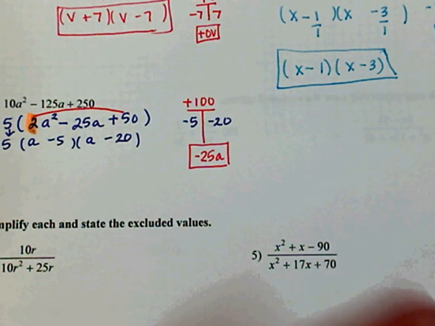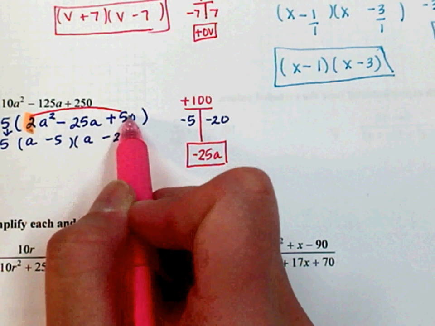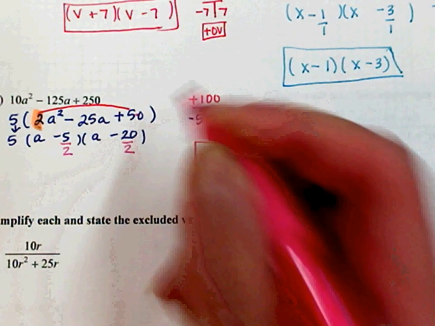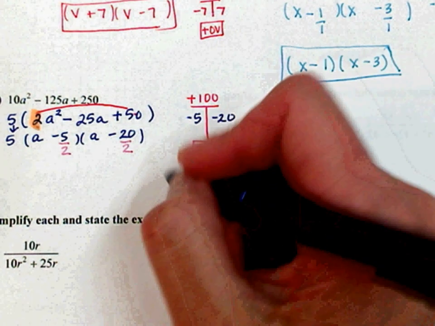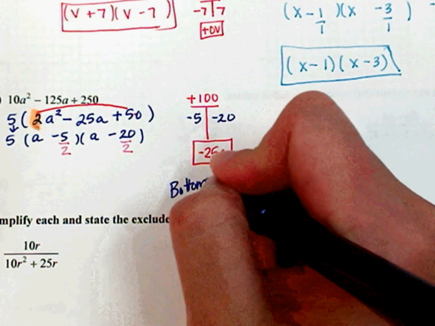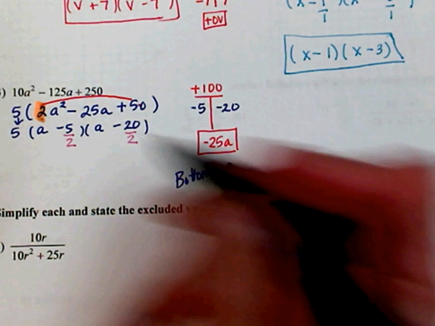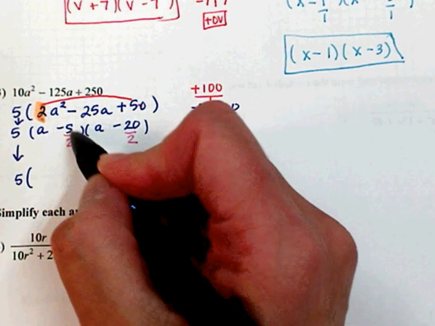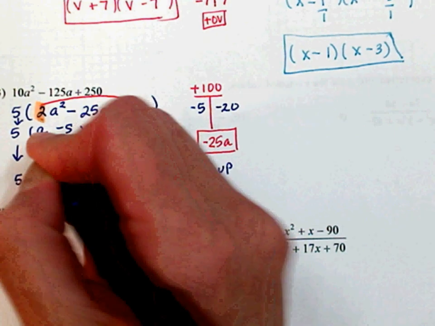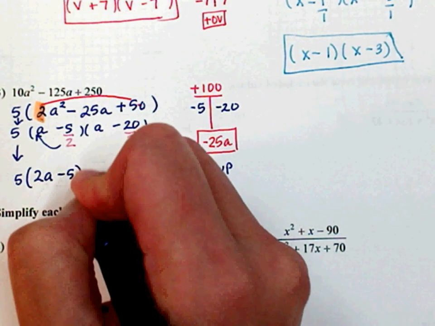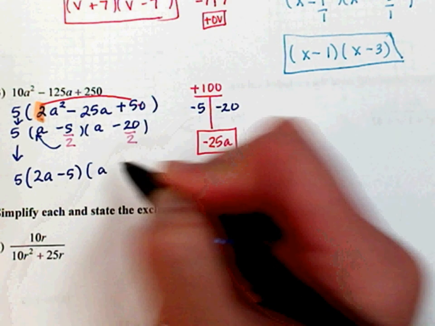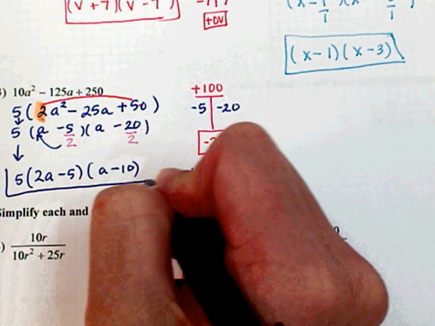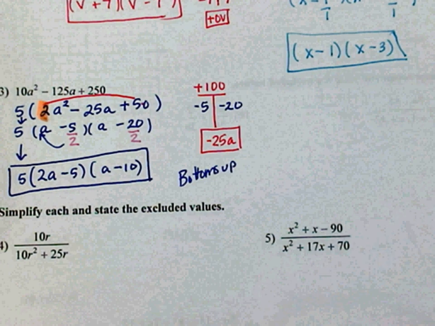Do you remember this 2, how you had to multiply it? Well, since you multiplied it, you got to go in reverse to keep it balanced. We now have to divide it. This method is called bottoms up. The bottom comes up. Okay? So bring down your 5. Can I simplify negative 5 over 2 and get a whole number? Nope. So the bottom comes up, so you have 2a minus 5. How about negative 20 divided by 2? So that's negative 10. And there you have factored to the simplest form for number 3.